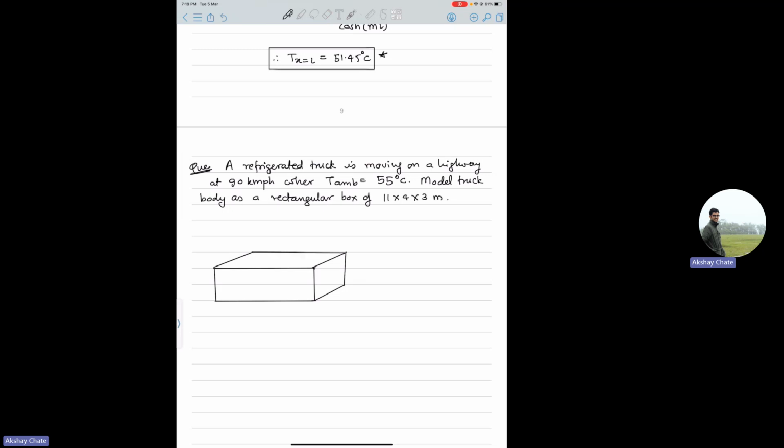Let's say these were the wheels, and let's say this was moving in this direction. This is your 11-meter length, this is your 3-meter height, and this width is 4 meters. So you should model this truck like this, is what they are saying. Okay, so far so good.